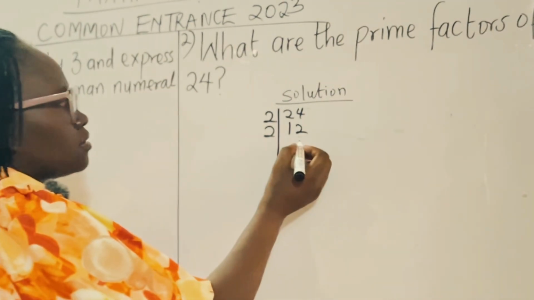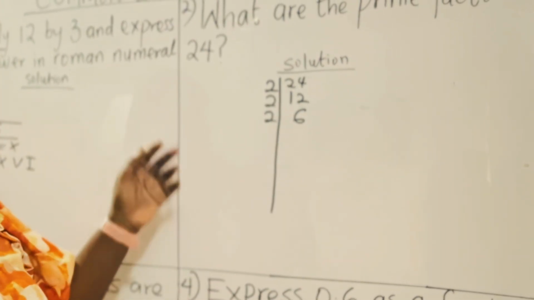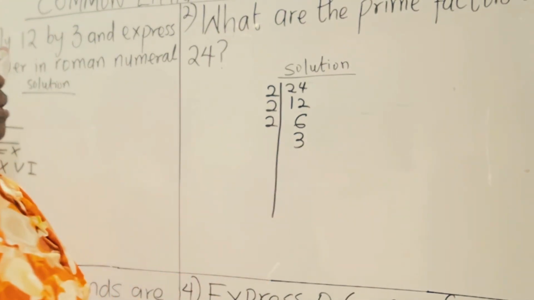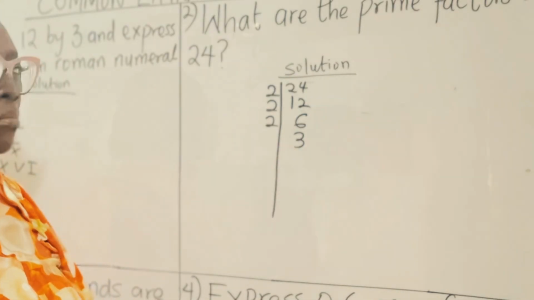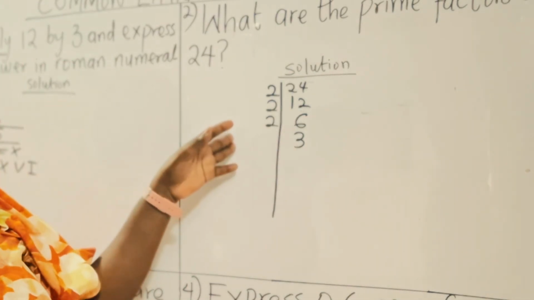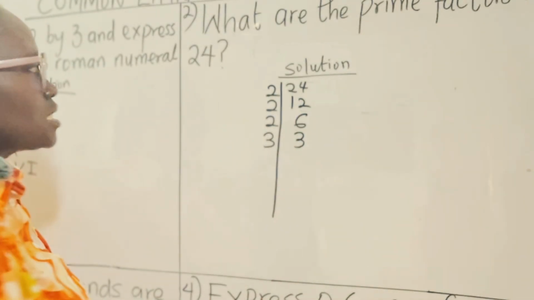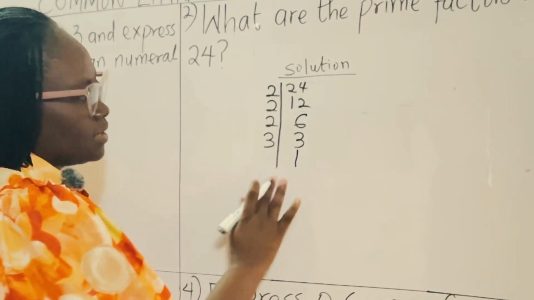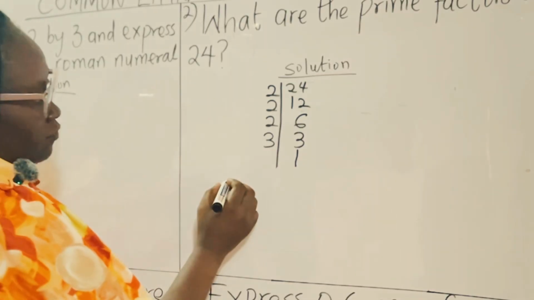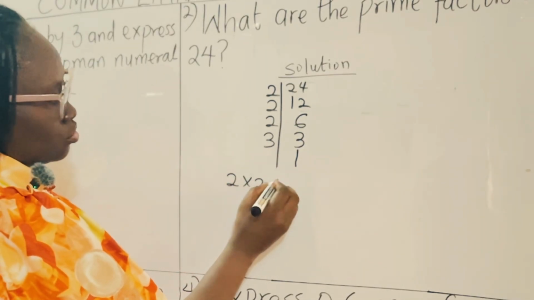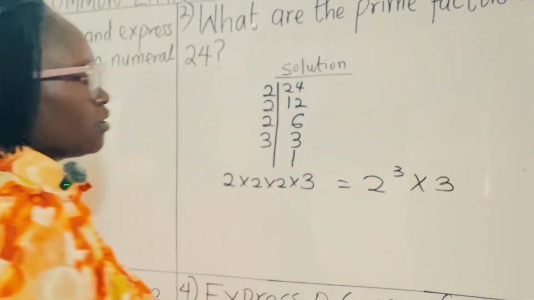12 divided by 2 is what? 6. Then you write 2 again. 6 divided by 2 is 3. Can we do 3 divided by 2 without a remainder? No. So you're going to move to the next prime number. What is the next prime number after 2? That is 3. So you write your 3. 3 divided by 3 is 1. And that is the end of our division. So the prime factorization of 24 is 2 times 2 times 2 times 3. That is 2 raised to the power of 3 times 3.